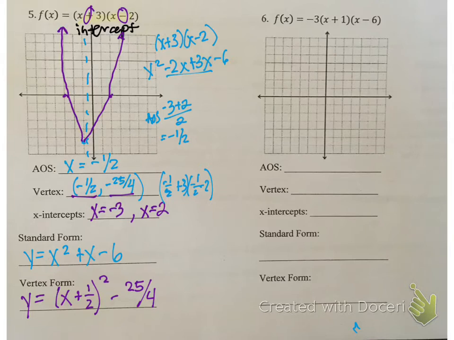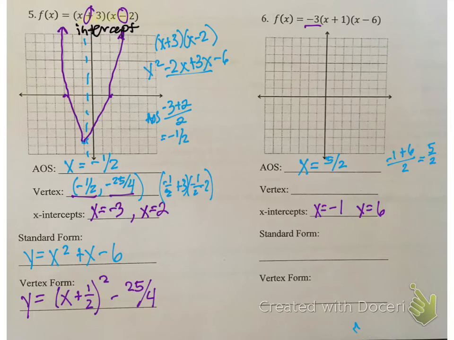Okay, let's try one more. So this one has an a value in front. My x-intercepts in this case would be x equals negative 1 and x equals a positive 6. So opposite signs. To find the halfway point between these two, I would take negative 1 plus 6 divided by 2, and you end up getting 5 over 2. So x equals 5 over 2.